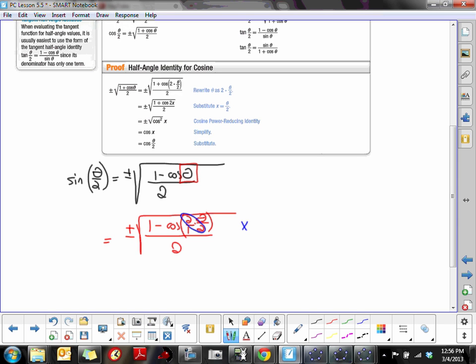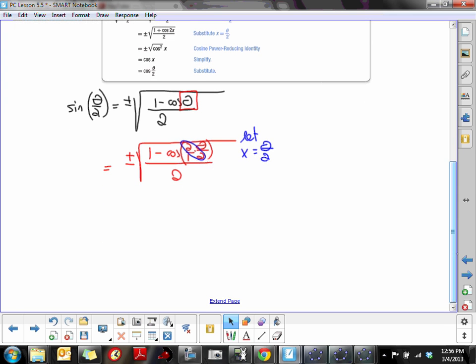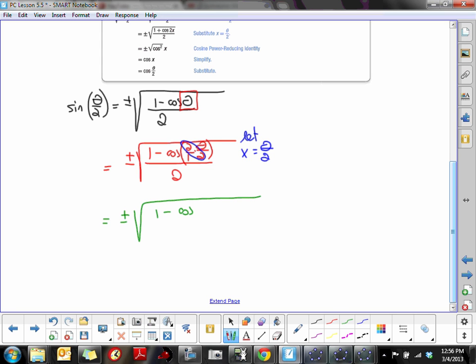The next thing we're going to do is let x equal theta over 2, so that I can replace that in that equation. That's going to help clean up this equation a little bit. So it's equal to plus or minus the square root of 1 minus the cosine of, since we're going to let x equal theta over 2, it becomes 2 times x all over 2. Then, if you go back to your power reducing formulas, if you look carefully at that, this 1 minus cosine of 2 theta divided by 2, that is the same thing as the sine squared of theta. So I'm going to replace this whole thing sitting right underneath here.